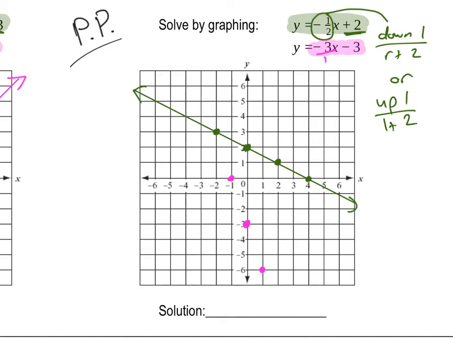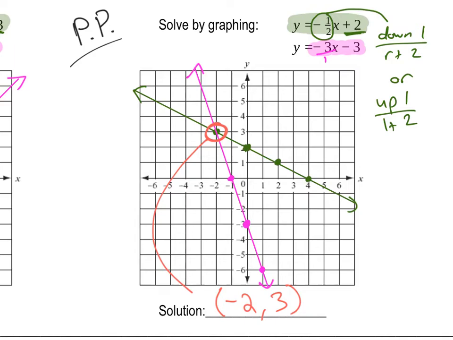All right, there's enough points to make a line. Let's go ahead and do that. All right, there's our second line. And now we see where they cross is the solution. This point right there is the solution. So let's list that down here. The x value is negative 2. The y value that's paired there is 3.